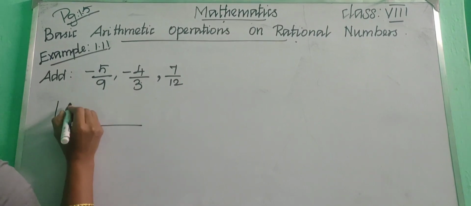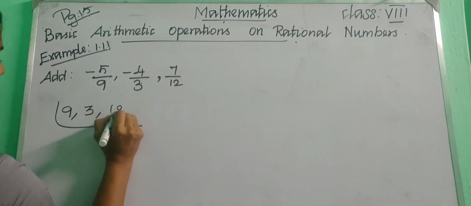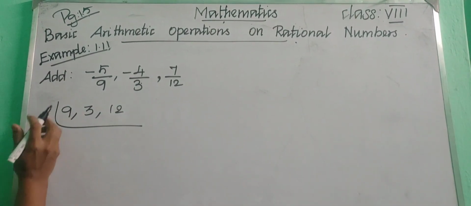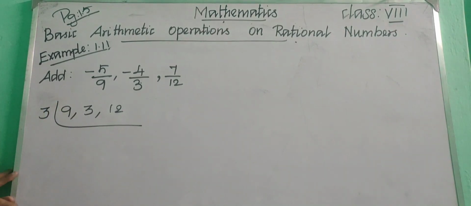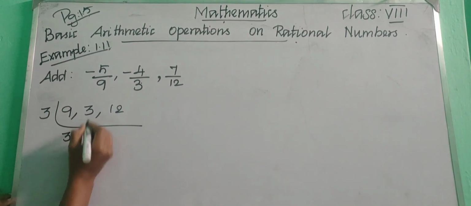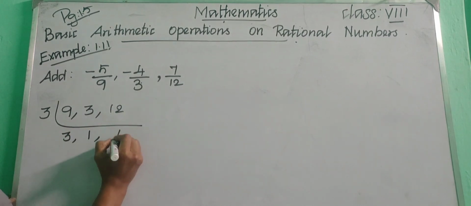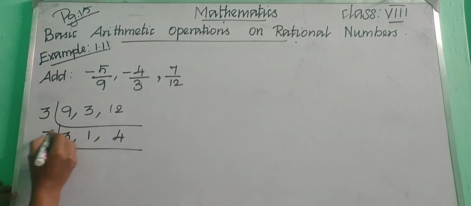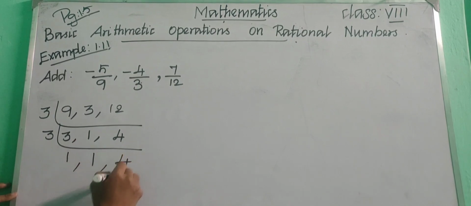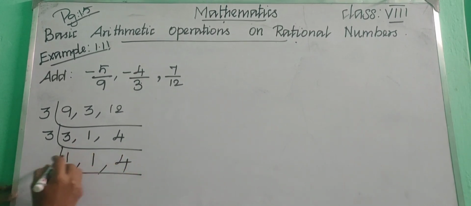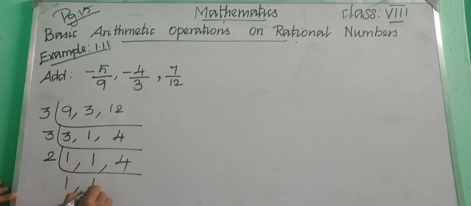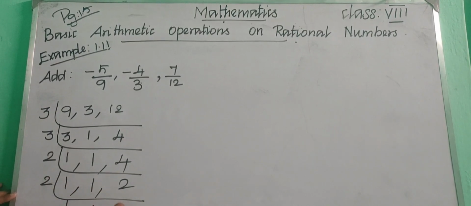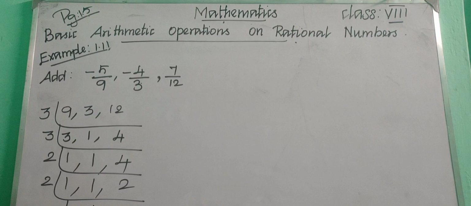So what is the LCM of 9, 3 and 12? So see all the numbers. We can put 3, right? 3 is also a prime number. So 3 3s are 9, 1 3 is 3, and 4 3s are 12. Okay, children, again we can put 3. 1 3 is 3, 1 3 is 3, and 4. For this 4 we can put 2, right? So 2, 1, 1, and 2 2s are 4. And again we can put 2. So 2, 1, 1, and 1. Okay, children, so what is the LCM?